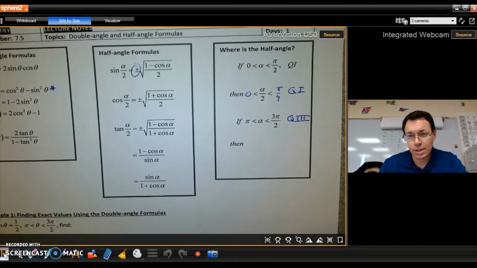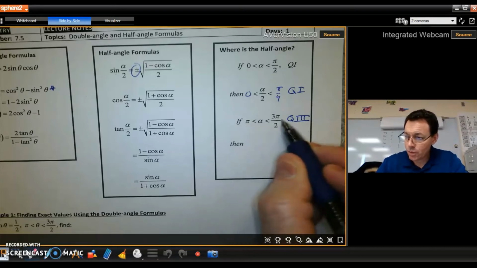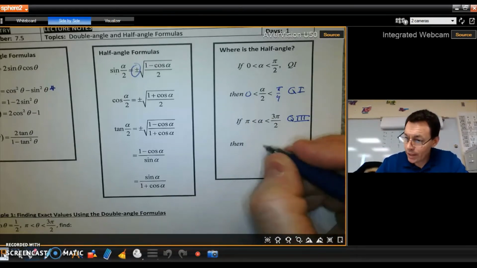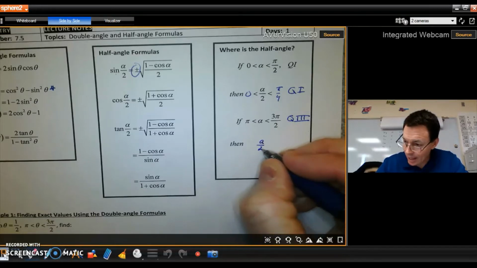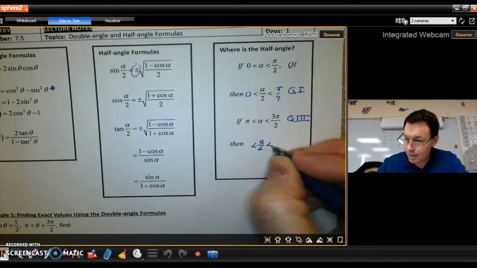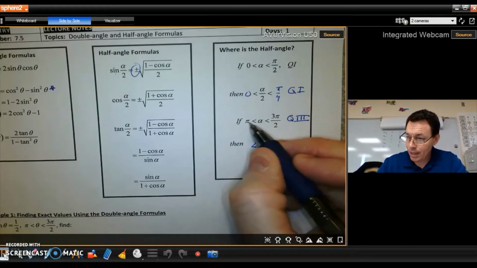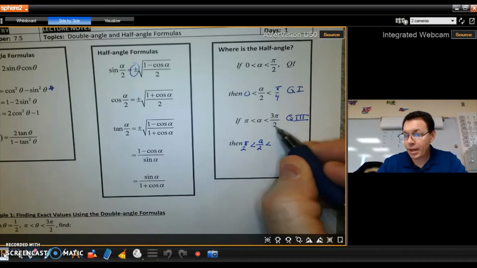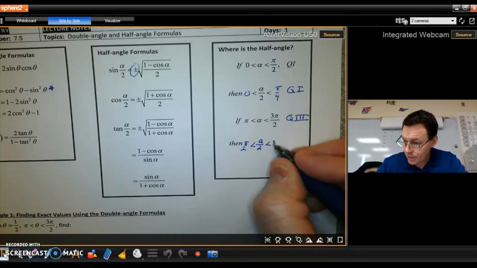Okay, so let's think about this. This is your original angle. These are the boundaries. It's somewhere between here. If we are going to take this angle and cut it in half, it's also going to cut those boundaries in half. So take pi and cut it in half. That's pi over 2. Take 3 pi over 2 and cut it in half. That's 3 pi over 4.